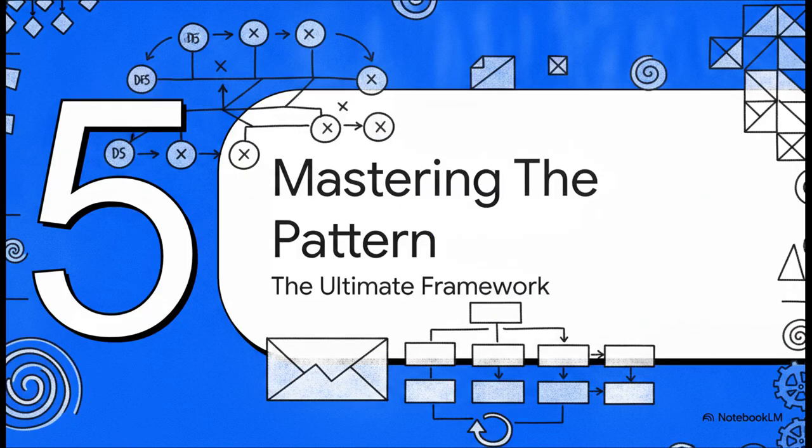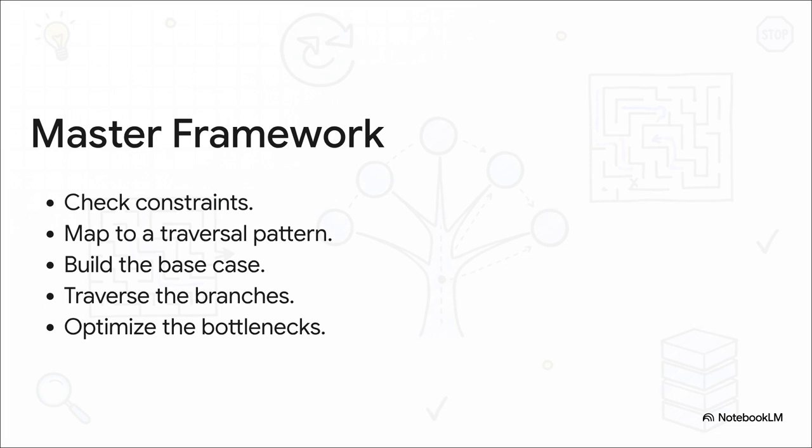Finally, we arrive at Section 5, Mastering the Pattern. It's time to bring it all together into the ultimate framework. Here it is, your ultimate step-by-step framework to approach literally any recursive or backtracking interview question. Ready? First, check the constraints so you know your big O limits. Second, map the problem to one of those core traversal patterns we talked about. Third, always build your trivial base case first. Fourth, write the logic to traverse the recursive branches. And finally, use memoization or a trie to optimize the bottlenecks.